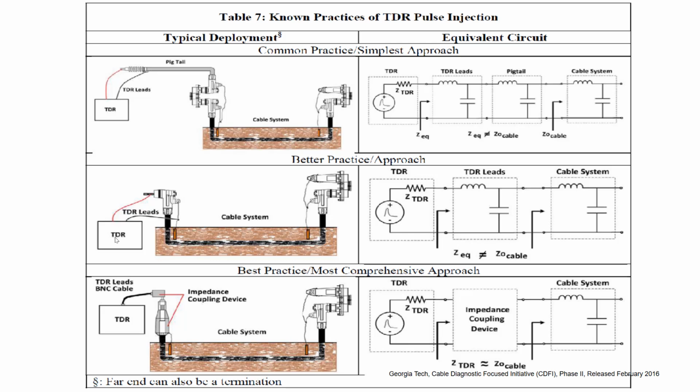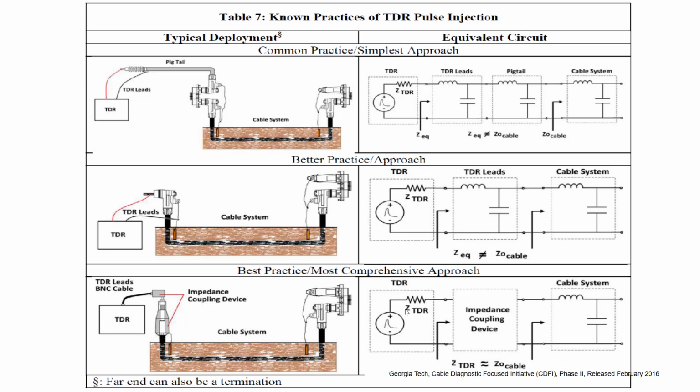In this case, the TDR leads are connected directly without using a pigtail cable. So here the pigtail cable is avoided. Still you have the TDR and the TDR leads, so they will have impedance again, and then the cable system. In this case also, of course, Z equivalent is not equal to Z cable. And the best practice is given at the bottom. Here you use an impedance coupling device and carefully decided TDR cables which have impedance approximately equal to Z0 of the cable. So here impedance matching is achieved.